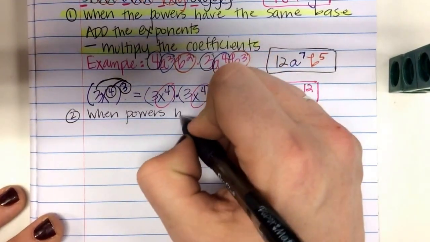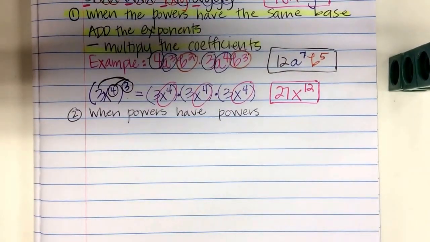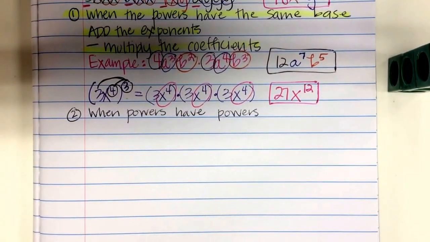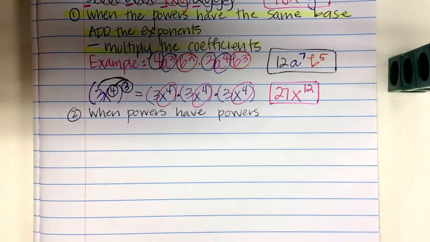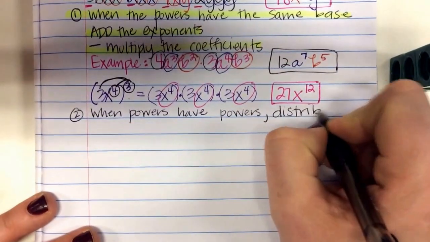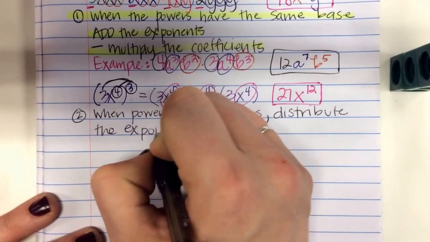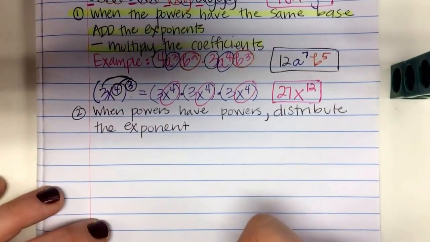When powers have powers, there are two exponents touching. Stephanie told us to distribute. That's what those parentheses say. Distribute the exponent.